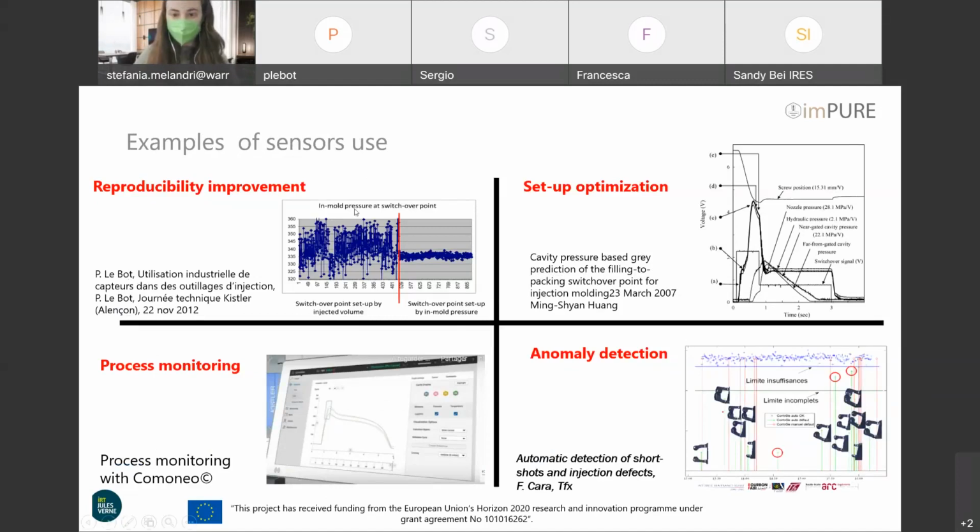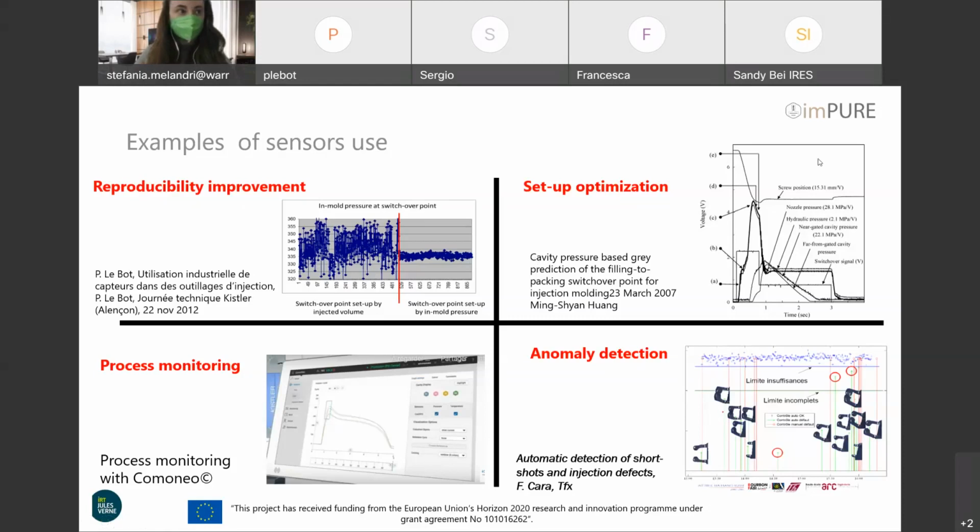On this one, the first one here, it consists of placing a pressure sensor at the end of filling and using it as a material detector to trigger the switchover point instead of screw position. You can see for the same production here, a comparison concerning the stability of the process if the switchover point is done by screw position or by pressure sensor.